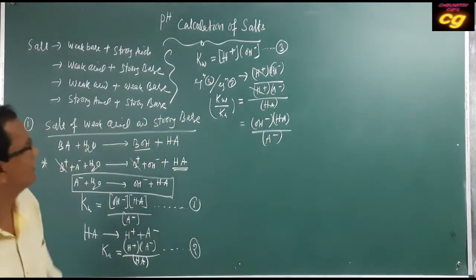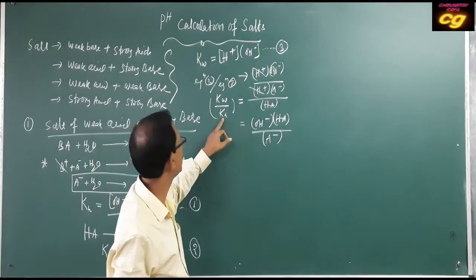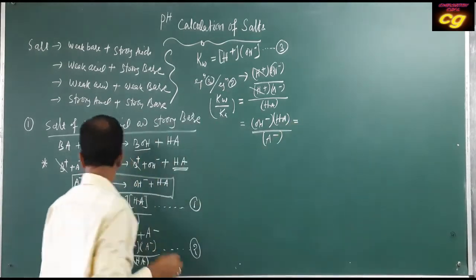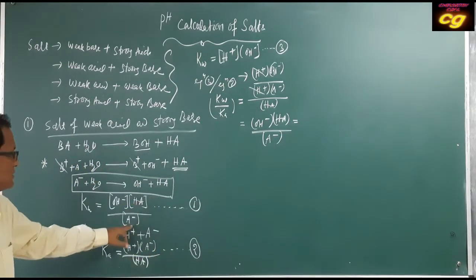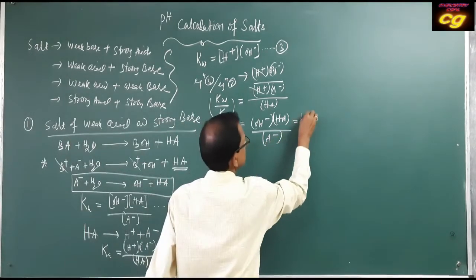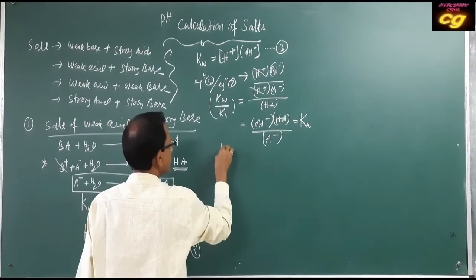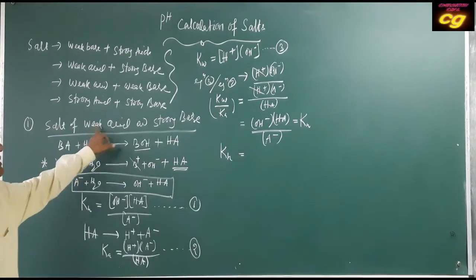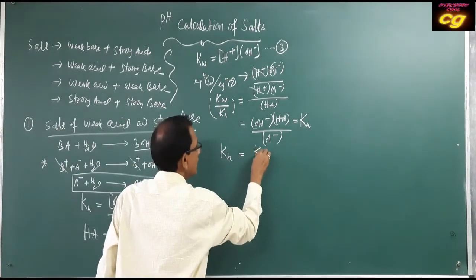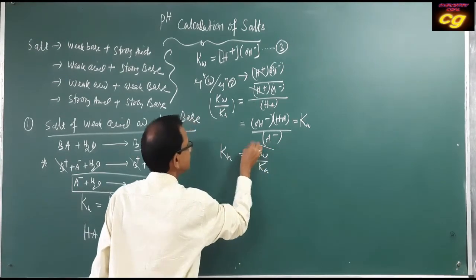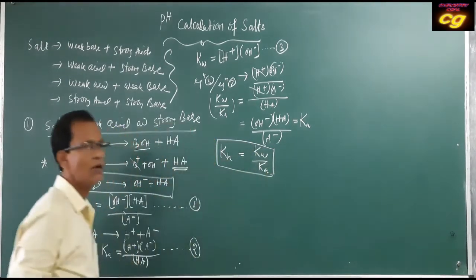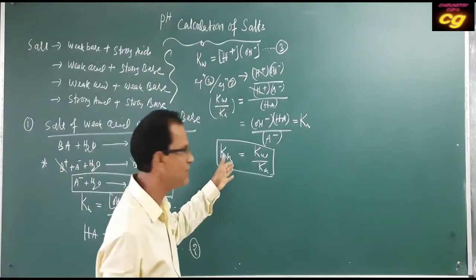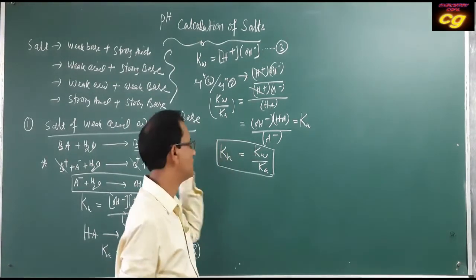This is your Kw upon Ka, forming [OH-][HA] by [A-], and this equals, as we already calculated in equation 1, Kh, that is your hydrolysis constant. So that is one formula we got. Kh is the hydrolysis constant of the salt having weak acid and strong base. Kh is equal to Kw by Ka. This formula you have to remember. Every formula is very important for competitive examinations, so you have to remember this.